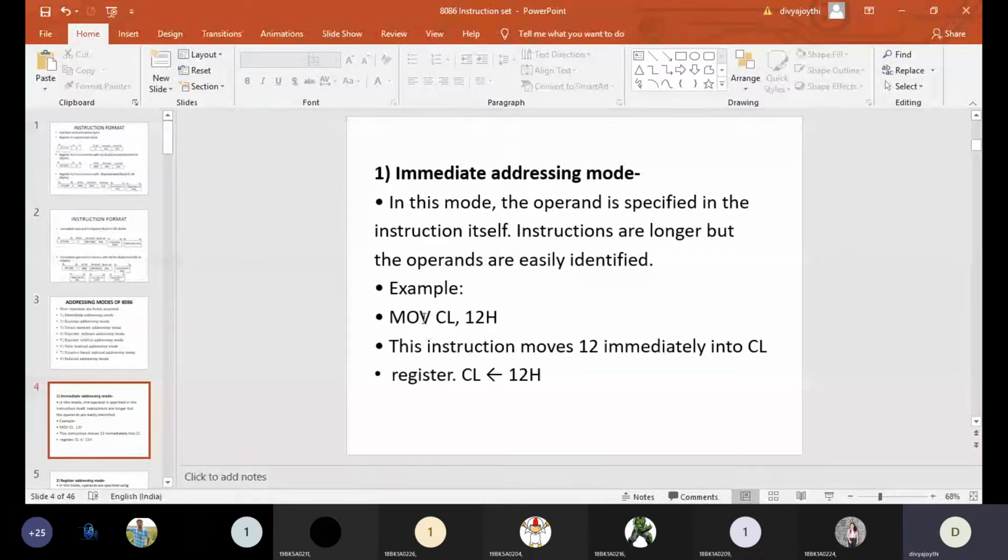The example I have written here, move CL comma 12H, means the data 12H will be moved to a register called CL. Here CL is the counter register, which is the destination register, and it will store the data 12H. After execution of this instruction, CL will have the data 12H. So that is about the immediate addressing mode.